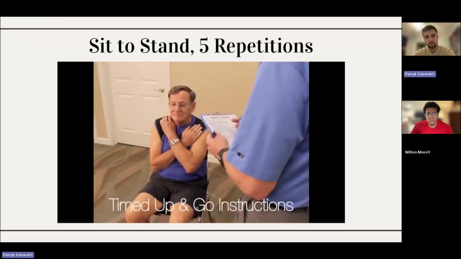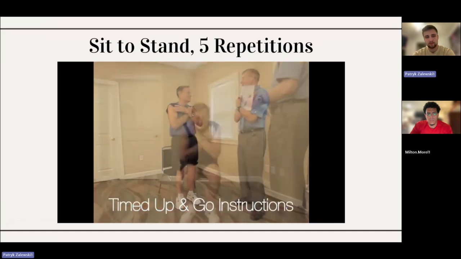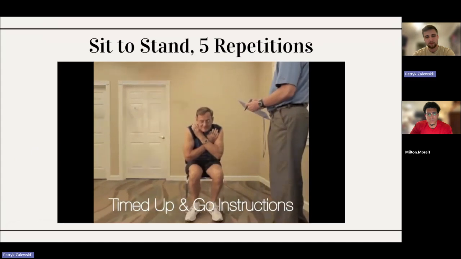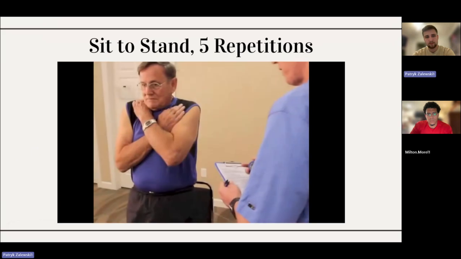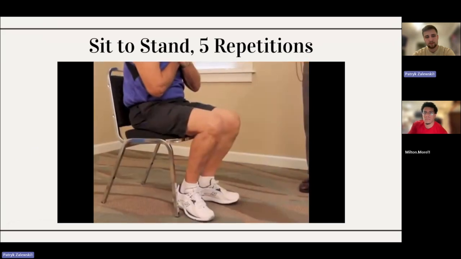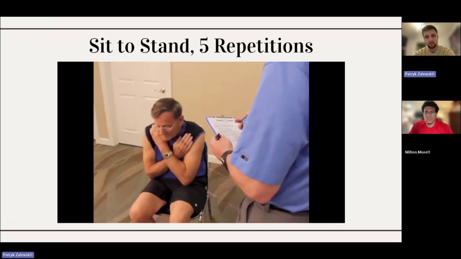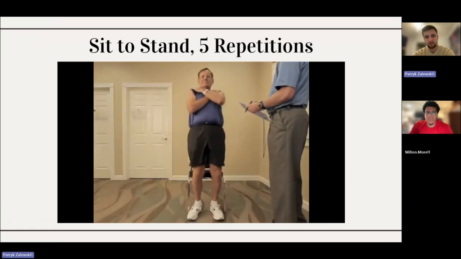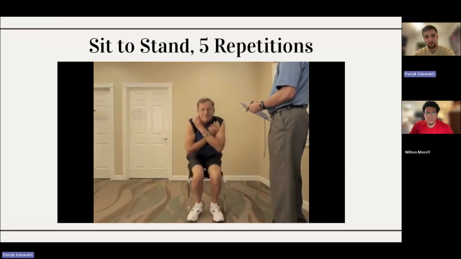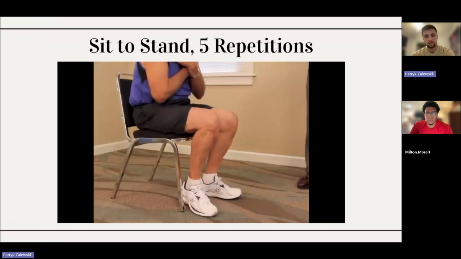The individual begins from the starting position, sitting in the middle of the chair, back straight, arms crossed over chest, and feet flat on the floor. Tell the individual, I want you to stand up and sit down 5 times as quickly as you can when I say go. Do you have any questions? Tell the individual to stand fully between repetitions and not to touch the back of the chair. Timing begins at go and ends when the individual's buttocks touch the chair on the 5th repetition.